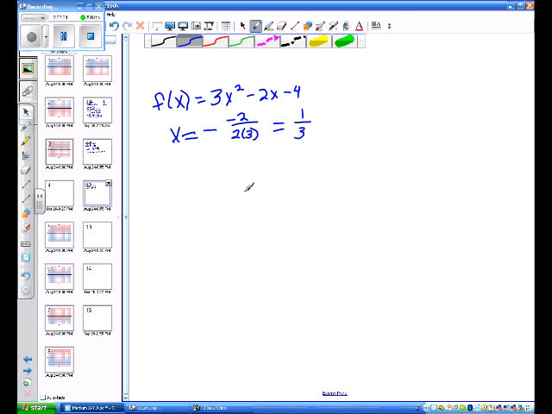So our x value for our vertex is going to be 1/3. Our axis of symmetry is x equals 1/3. Now, to find out what our y value is, we would have to substitute that in. And so we would want to find f of 1/3.